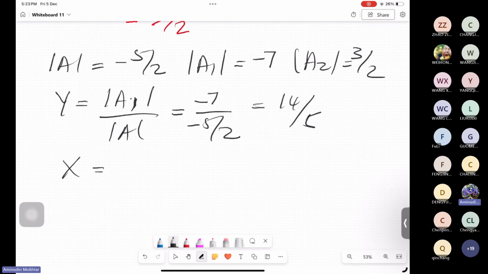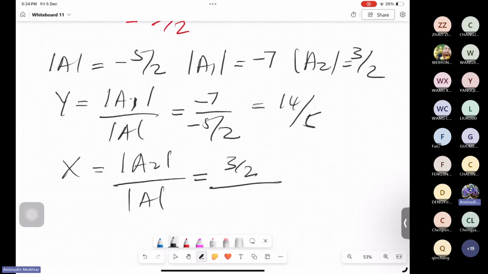Again, since y is the first variable, y equals the determinant of A1 divided by the determinant of A. And for x, since x is the second variable, x equals the determinant of A2 divided by the determinant of A. What is the determinant of A2? The determinant of A2 is 3 over 2, divided by the determinant of A, negative 5 over 2. So there is a 3 over 5.